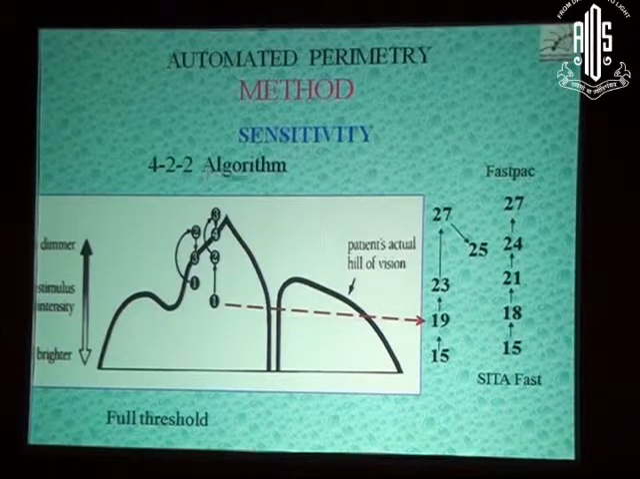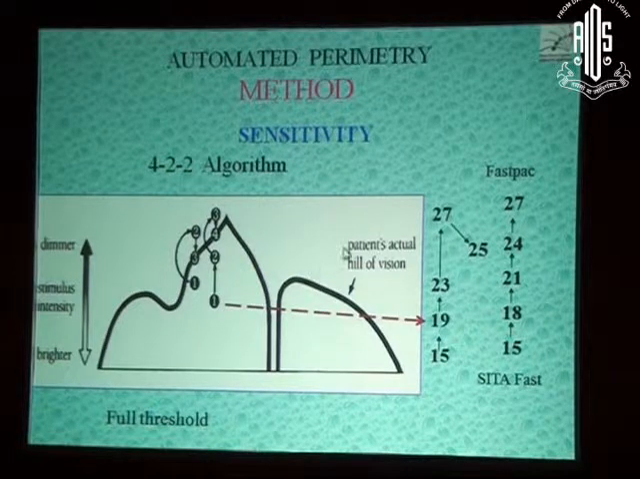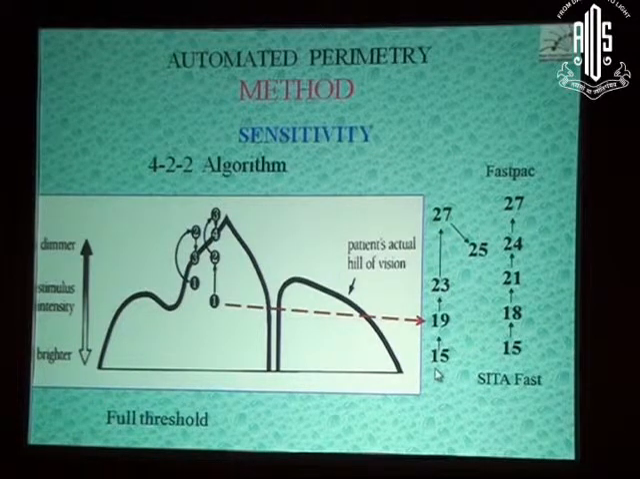Just for your sake, I am telling, it usually increases the 4 decibel value until it crosses the sensitivity area. When it crosses the sensitivity area for that particular area or for that particular patient, it again comes down by 2 and 2 till the sensitivity point is reached. So this is called 4 decibel higher, and then again goes back to 2 and 2. And this is usually in the standard full threshold test.